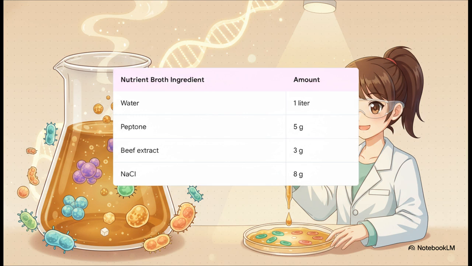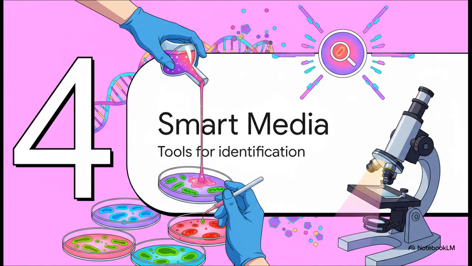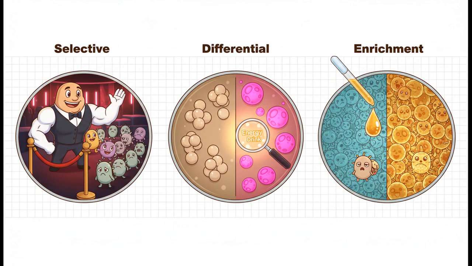That simple little soup is nutritious enough to grow a huge range of different bacteria. But what if the food could do more than just feed the bacteria? What if we could design media that act as diagnostic tools? These smart media can actually help us select for or even start to identify our specific microbes right there on the plate. There are three main types.